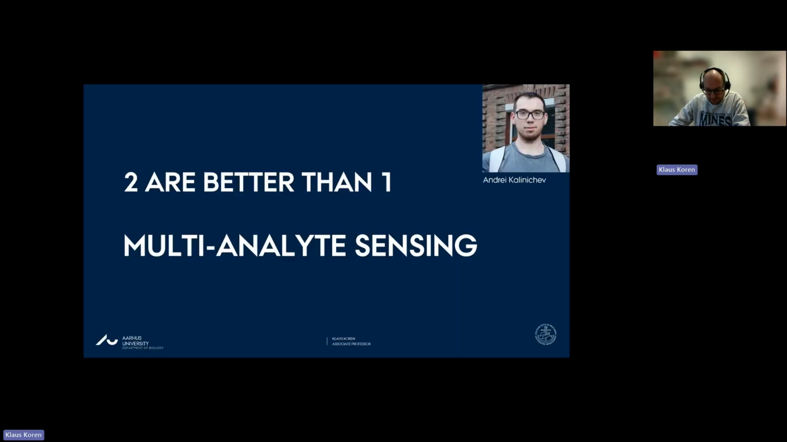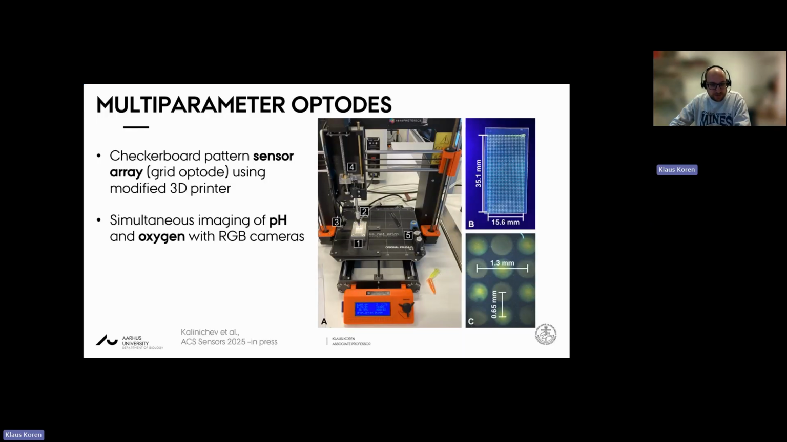Yes. And as mentioned, one of the challenges is that we want to do multiple analyses. So measuring oxygen is nice and important, but it would be good if we can measure different types of analytes at the same point in time and space. Yeah. And this is a project that Andre, a postdoc in the lab, has been taking on. And the way we did this, in collaboration with people from Southern Denmark University, is to make a grid optode.